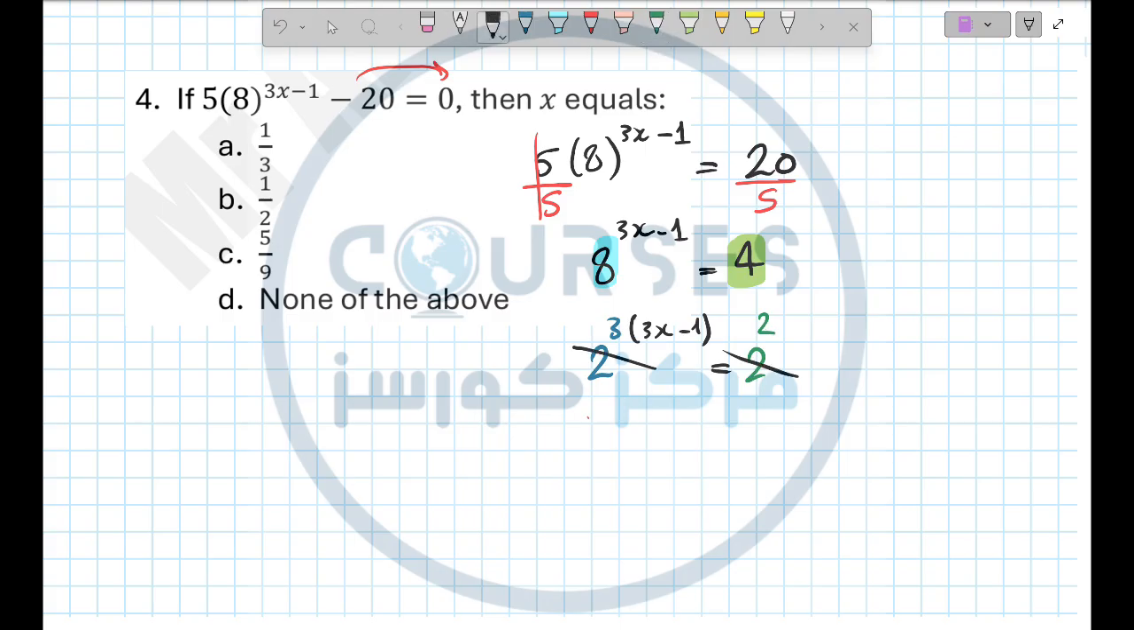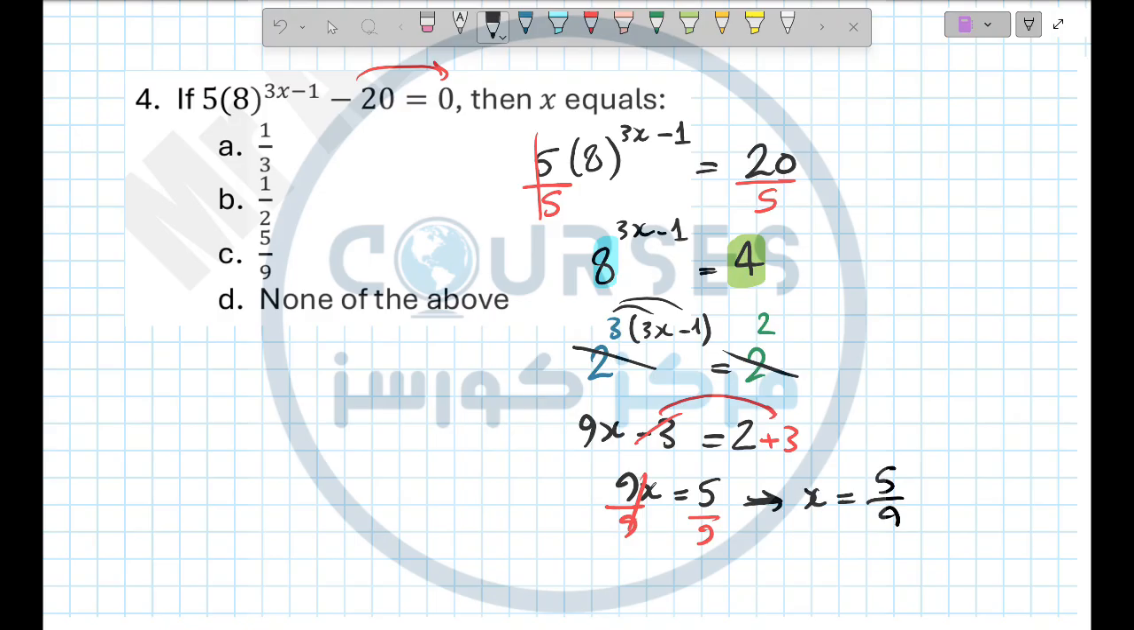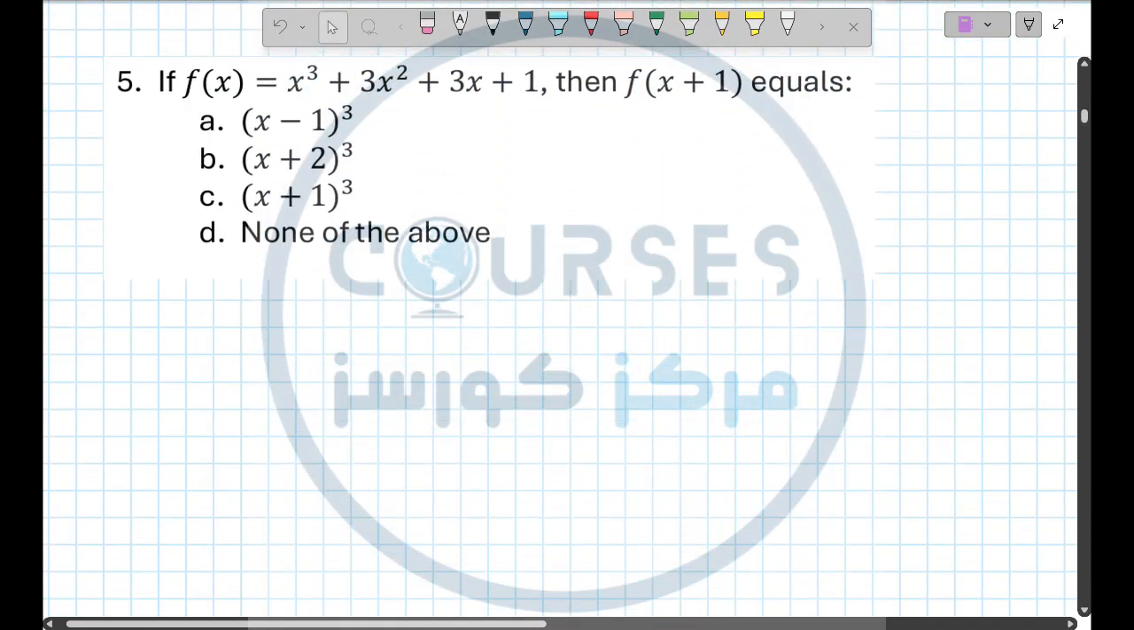Now, since we have the same base, cancel the bases and then distribute 3 times x, which is 9x. 3 times -1 is -3, and that's supposed to be equal to 2. Move the -3 to the other side and make it +3. So 9x is equal to 5. And then divide by 9, divide by 9. We are left with x equals 5 over 9, which is option C.